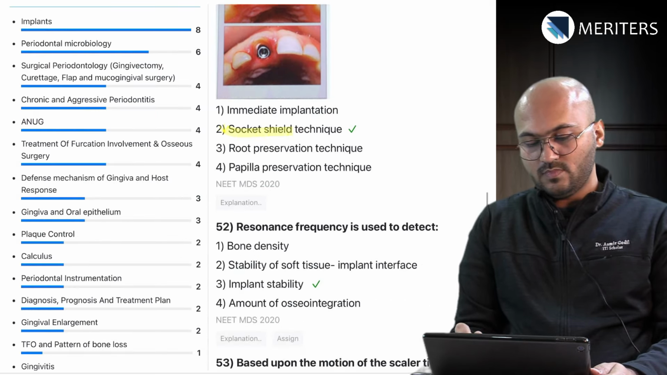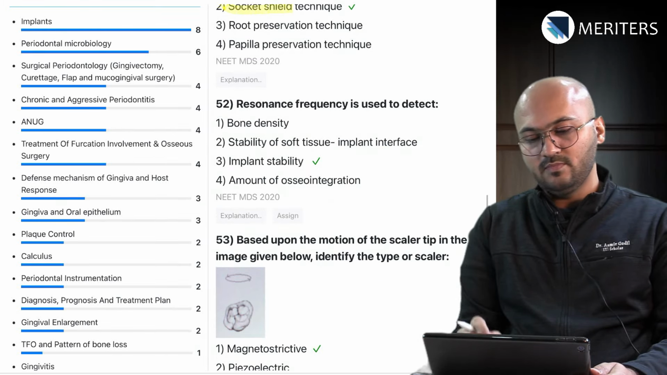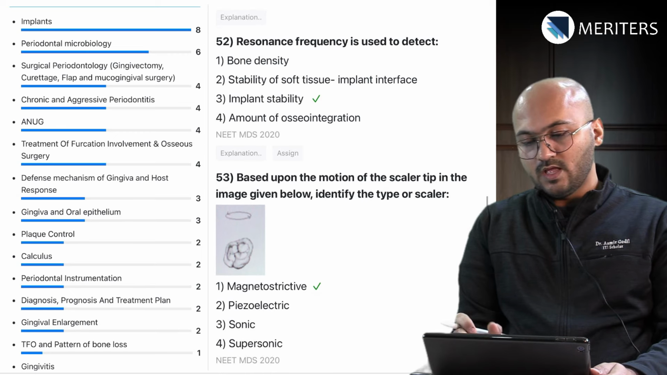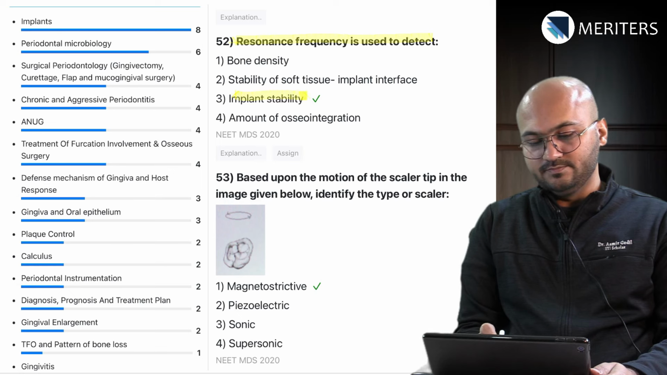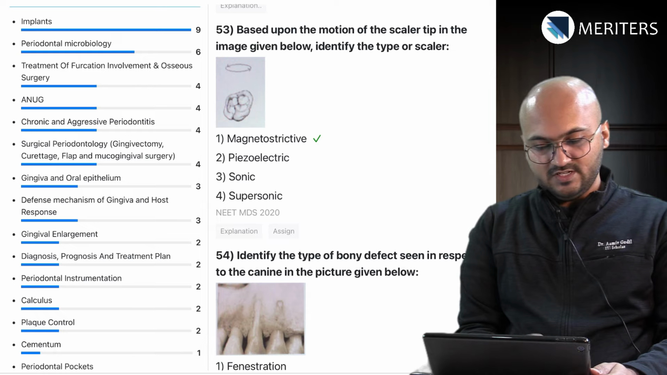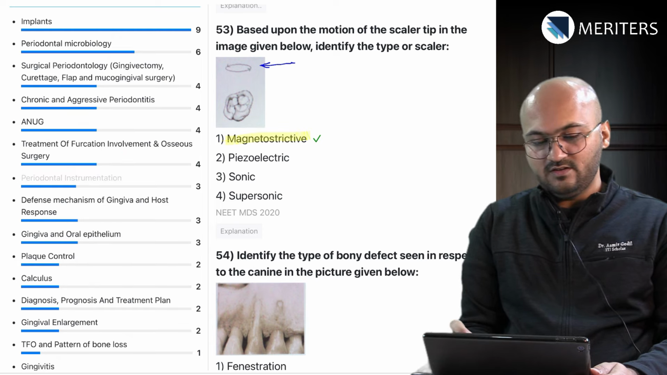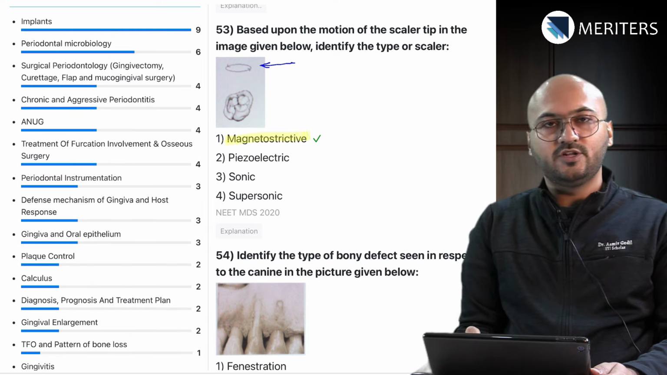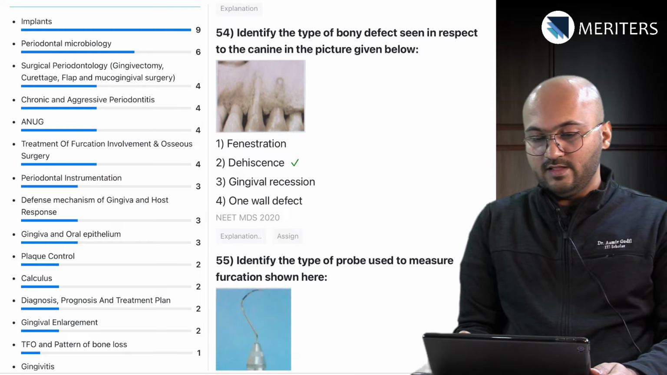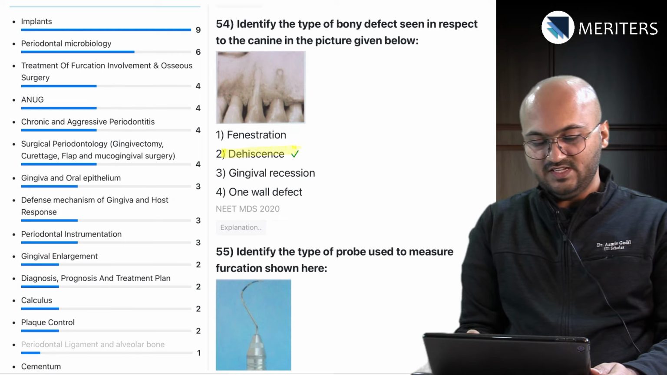Okay. If there are any questions that you want to revise, make sure you bookmark them within the app. Resonance frequency analysis, RFA, is important to check implant stability. Based upon the motion of the scaler tip, so this is the motion. Identify the type of scaler. It's a magnetostrictive scaler. Let's put that under periodontal instrumentation. Then a very popular image of dehiscence. You must have seen this image everywhere.